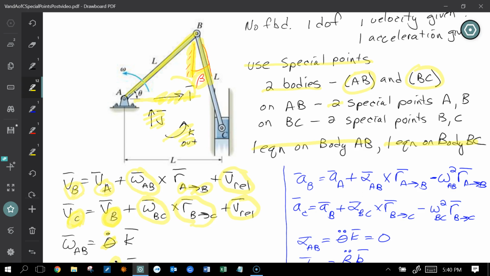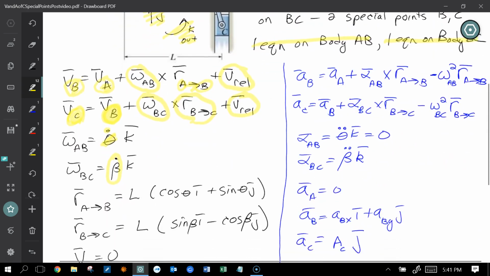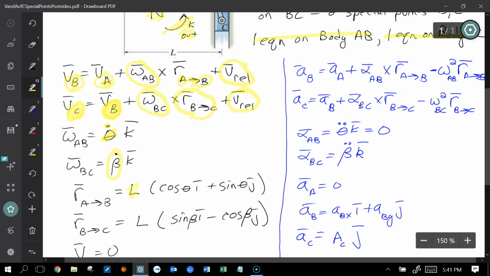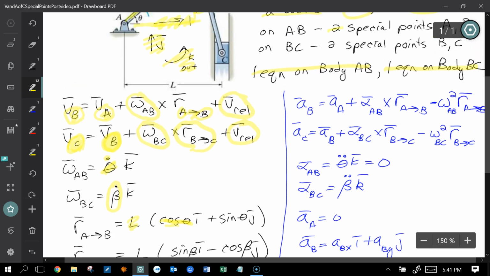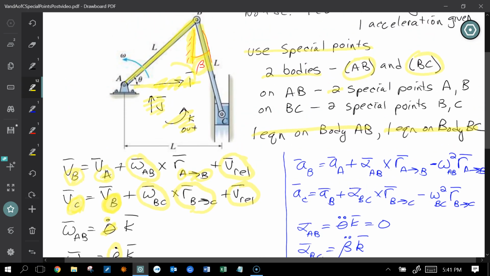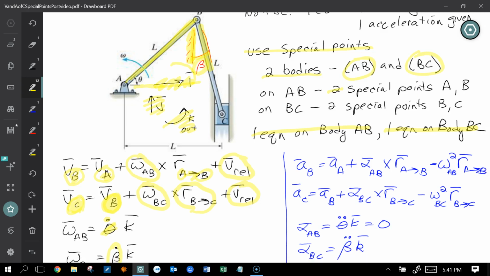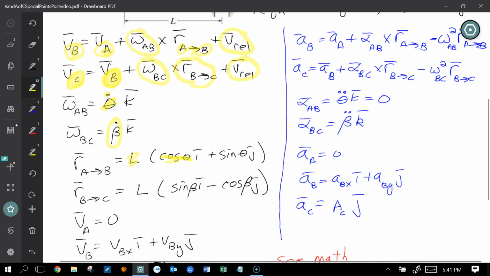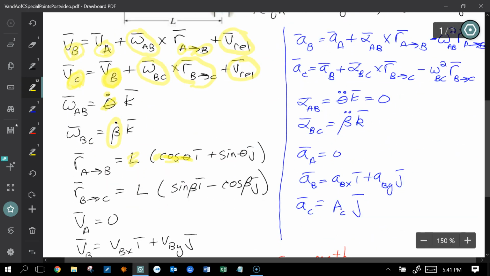If you're standing on A and you want to go to B, you're going to walk a distance in the horizontal direction, and then you're going to turn the corner and walk a distance in the vertical direction. How far will you walk in the horizontal direction going from A to B? You're going to go a distance L cosine of theta. Are you walking to the right or to the left? You're going to the right. Right is a positive I. So this is a positive I.